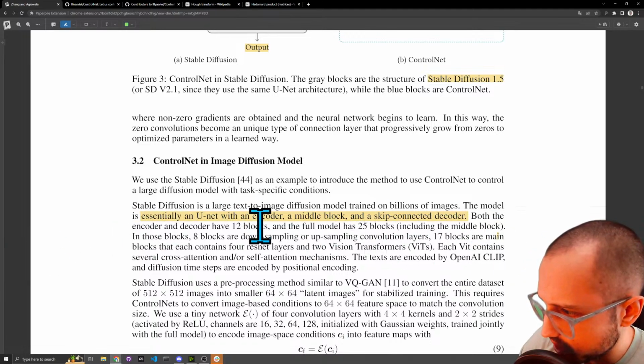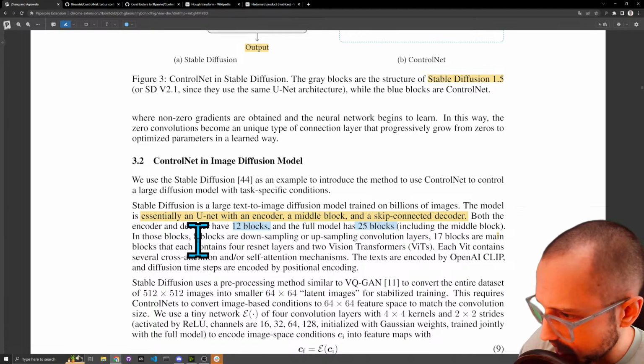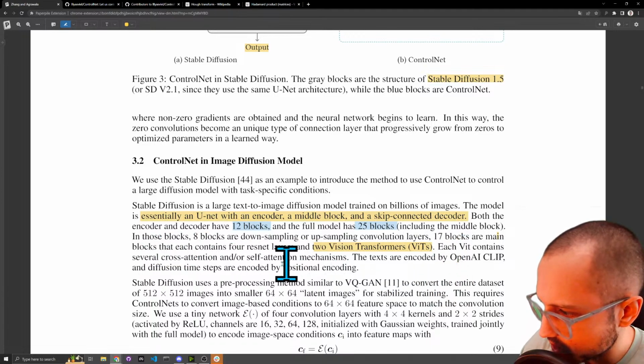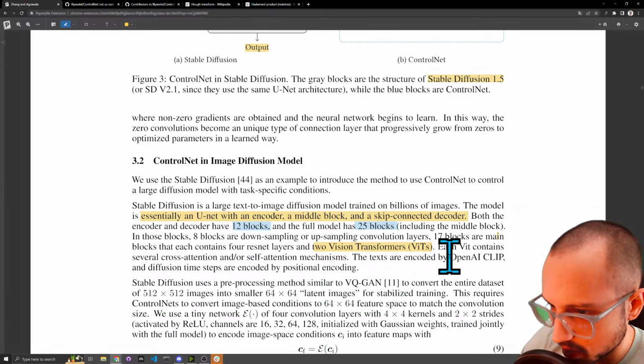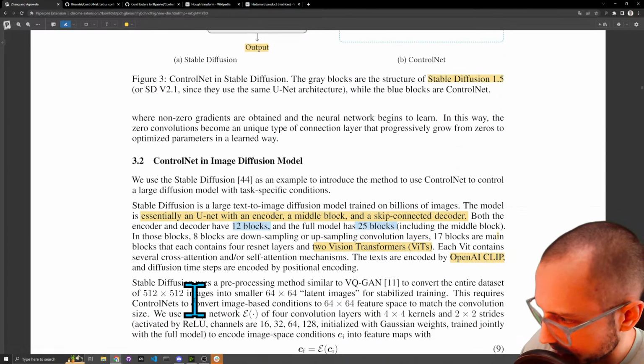Both the encoder and the decoder have 12 blocks each, okay, and the full model has 25 blocks. 8 blocks are downsampling or upsampling convolutional layers. 17 blocks are main blocks that each contain 4 ResNet layers and 2 vision transformers. Okay, so they do have vision transformers in here. Each ViT contains several cross-attention and self-attention mechanisms. The text is encoded by OpenAI CLIP. Okay, so we know that this part here, the text encoder, is a CLIP model. And diffusion time steps are encoded by a positional encoding.